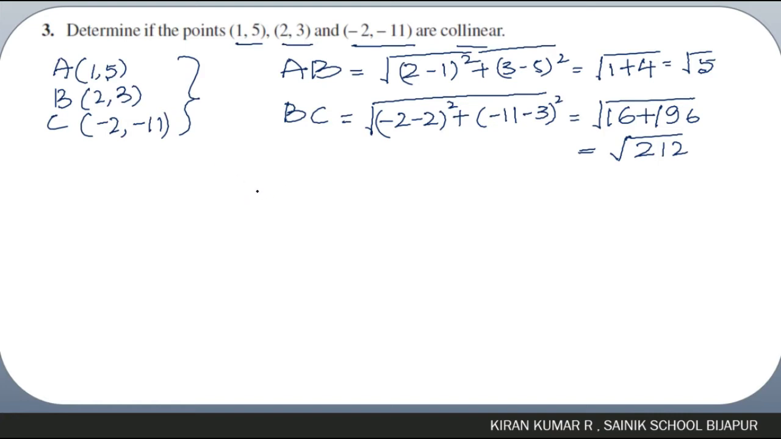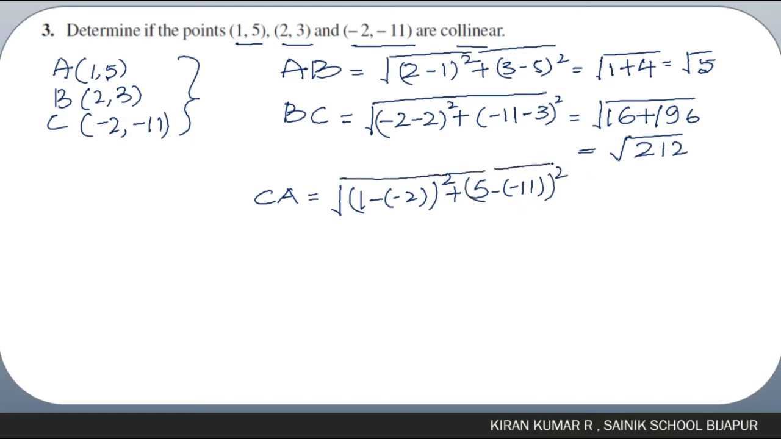Let's find out the length of AC or CA. The length of CA will be root of (1 minus of minus 2) whole square plus (5 minus of minus 11) whole square. One plus 2 becomes 3, so 3 square is 9, plus 5 plus 11 will be 16, 16 squared will be 256. On adding that, we get root of 265.